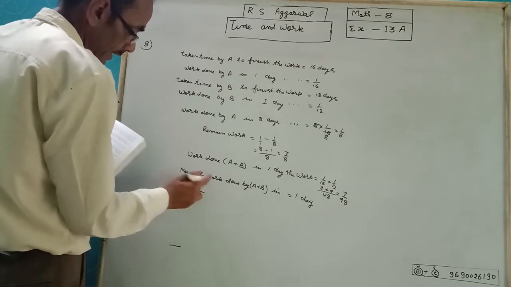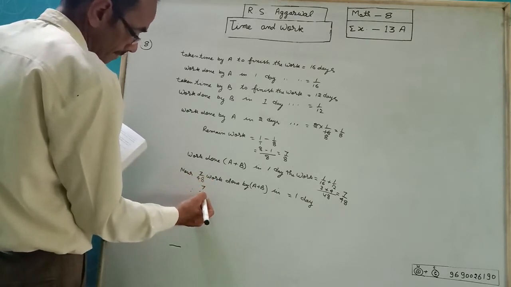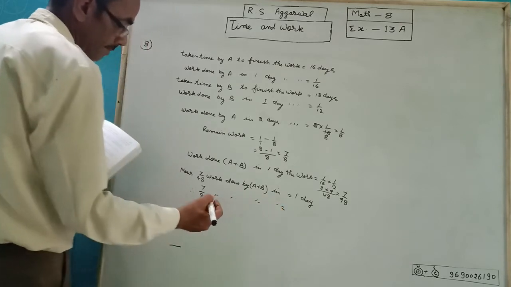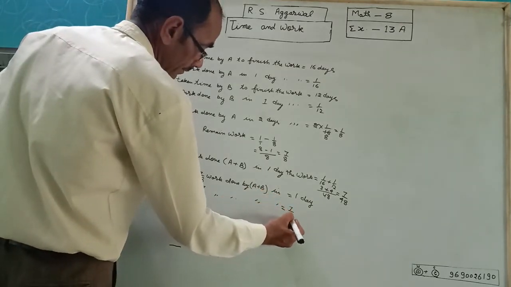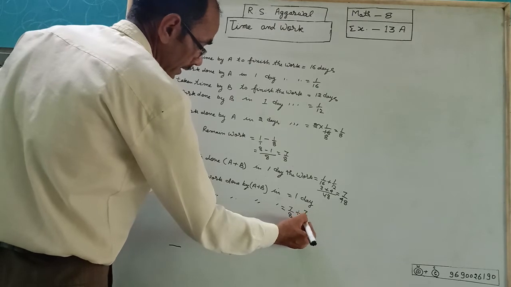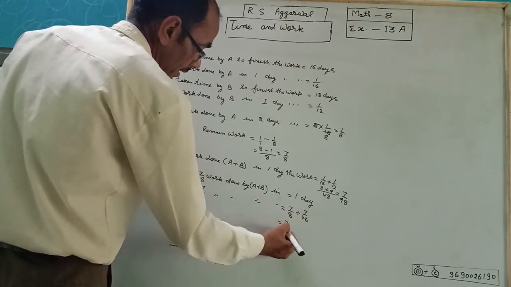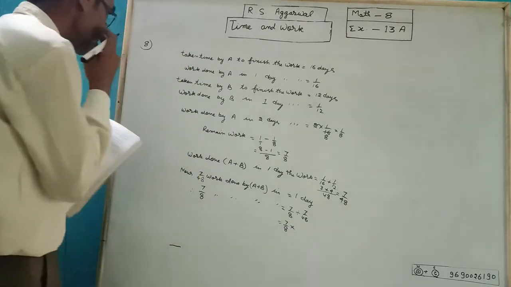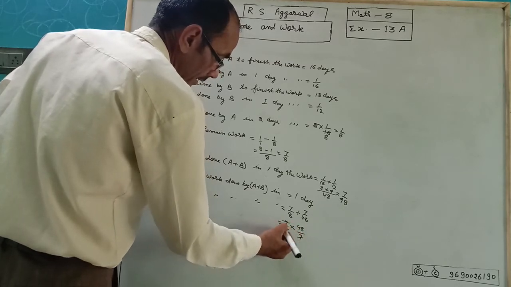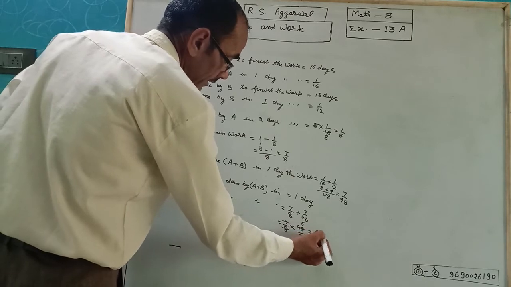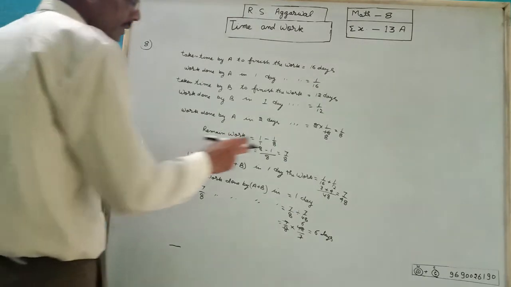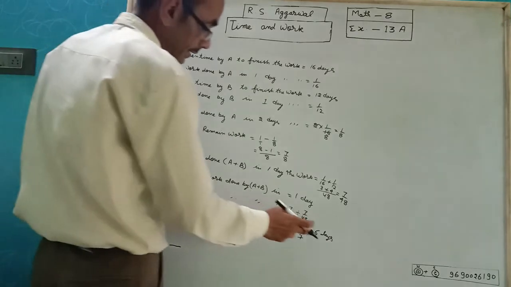Rest work is 7/8, done by A and B. 7/8 will be divided by 7/48. Divide changes into multiply: 7/8 times 48/7. 7 divided by 7, 8 into 6 is 6 days. So 7/8 work is done by A and B in 6 days.